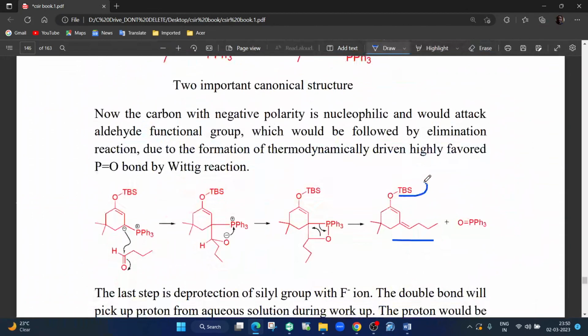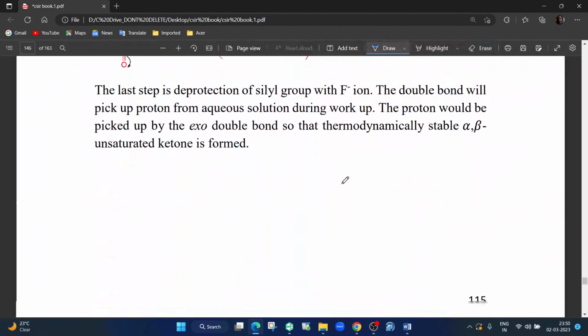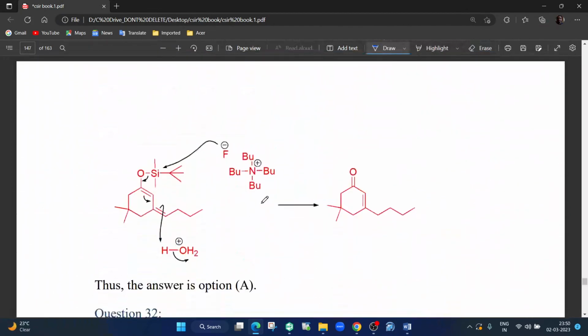In the last step you can imagine TBS has to go with this silicon and you are adding fluoride, because we saw we are using tertiary butyl ammonium fluoride. So this F minus has great affinity for silicon because silicon has huge positive polarity. Fluorine you can see is very small in size with one negative charge, so a huge concentrated negative charge. Again it is charge interaction, this goes and attacks here, this comes here and picks up a proton, and I should not have written H3O plus, just from water it will take up, okay, and you get this. So the answer is option A, right.